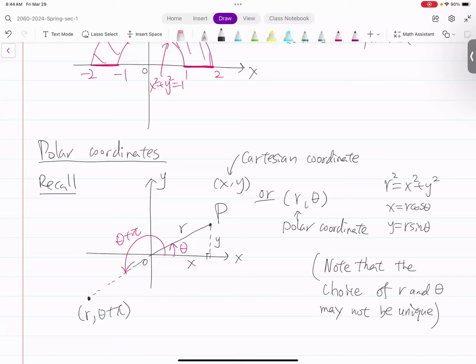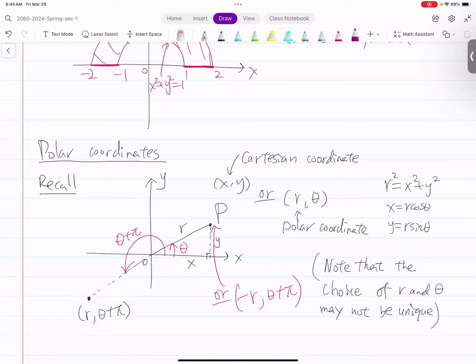And then now, for this point, if I flip the distance to be negative r, then what do I get? I exactly get the point back. I exactly get P back. So let me write that down for P. So this point can be described as (negative r, theta plus pi).